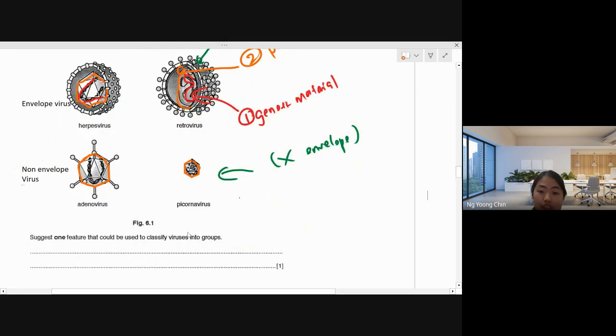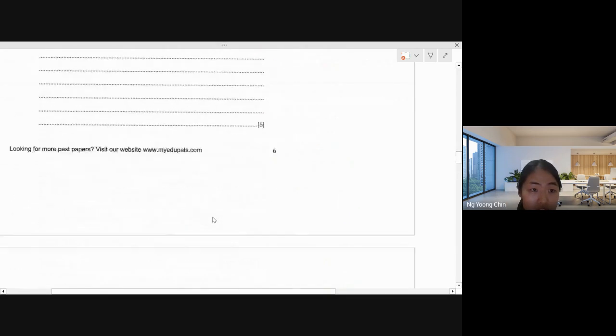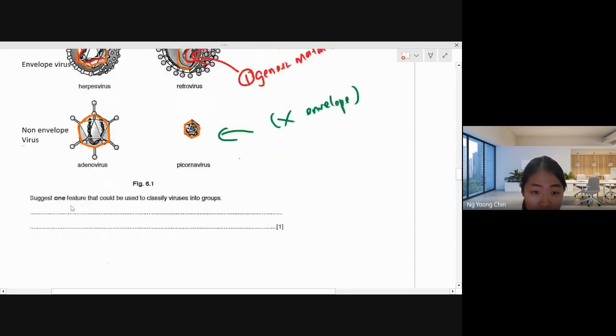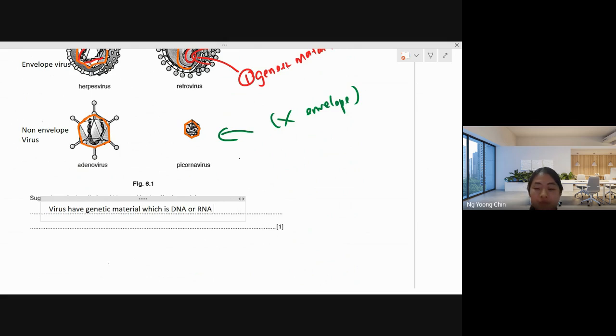So state 1 feature that can be used to classify the virus into the group is they have the structure which is they have the genetic material, yeah. Viruses have genetic material, okay, which is DNA or RNA. So this one we are not sure. Okay.